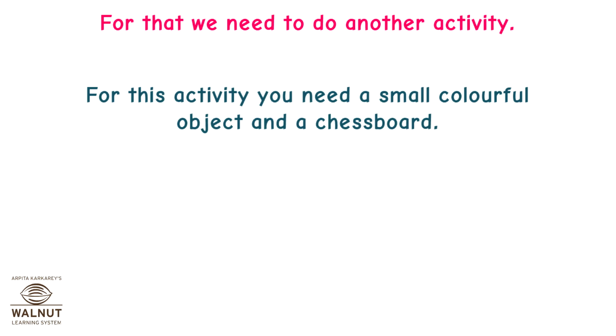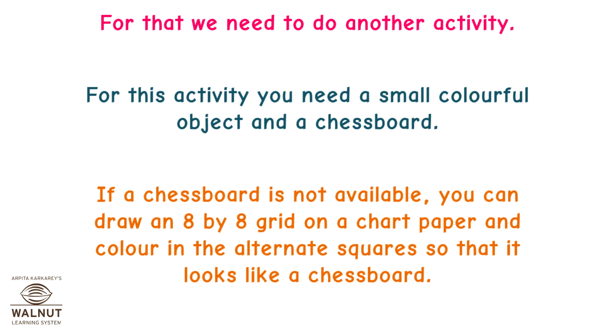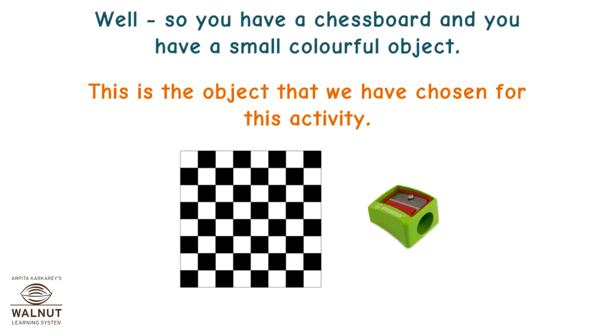For this activity, you need a small colorful object and a chessboard. If a chessboard is not available, you can draw an 8x8 grid on a chart paper and color in the alternate squares so that it looks like a chessboard. Well, so you have a chessboard and you have a small colorful object. This is the object that we have chosen for this activity.